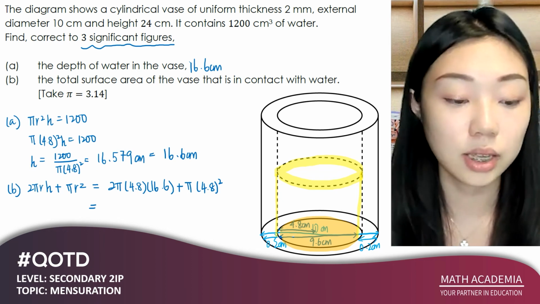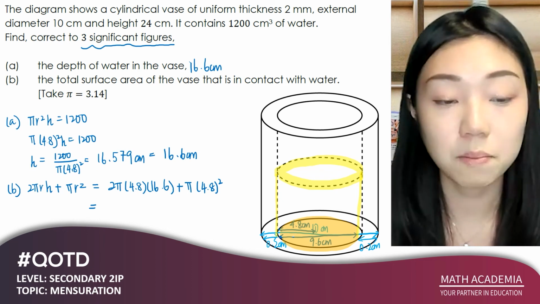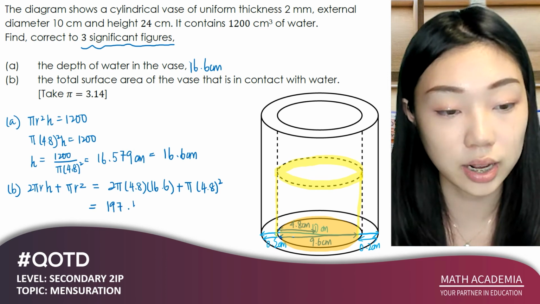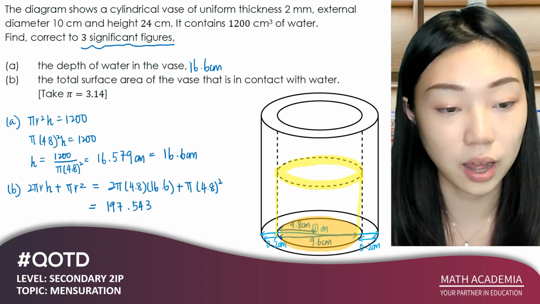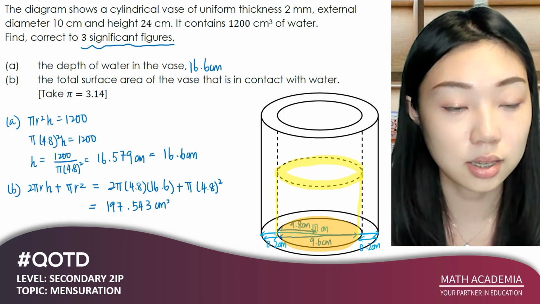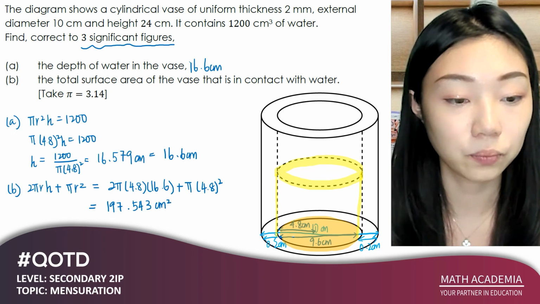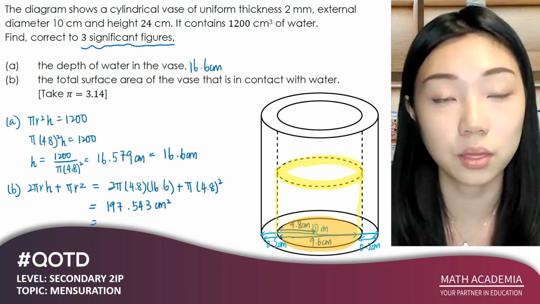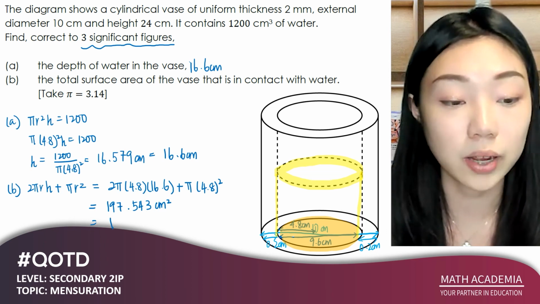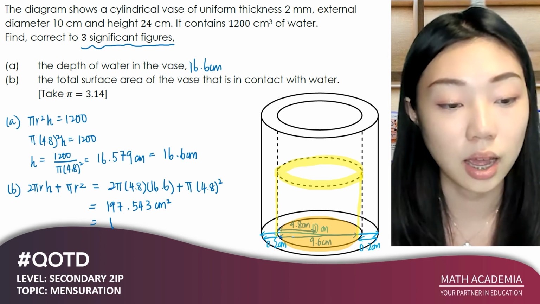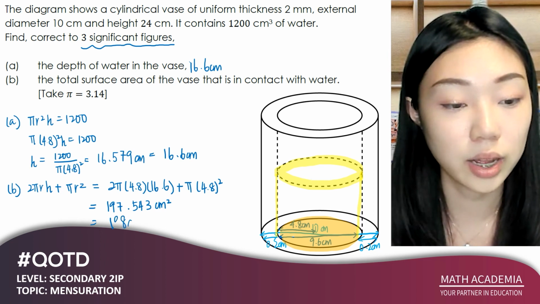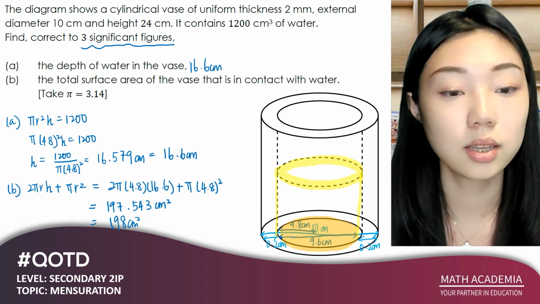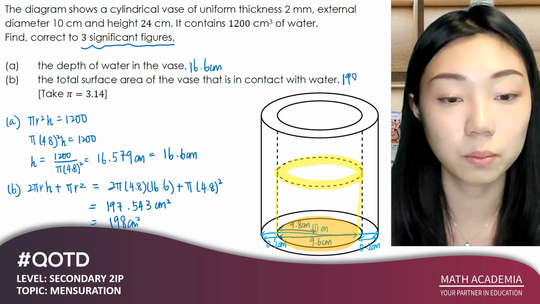If I were to key in all of these values in my calculator, I would get about 197.543 centimeters squared. All right, as the question is asking us to give our answers in 3 significant figures, my final answer would be 198 centimeters squared. All right, so that's my final answer for part B.